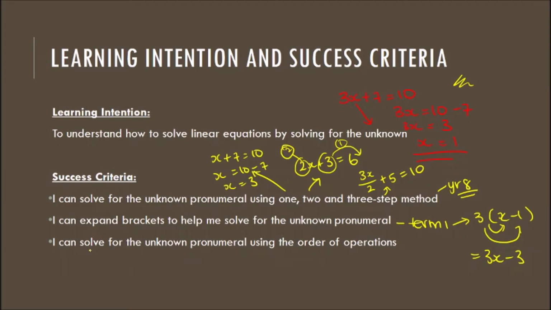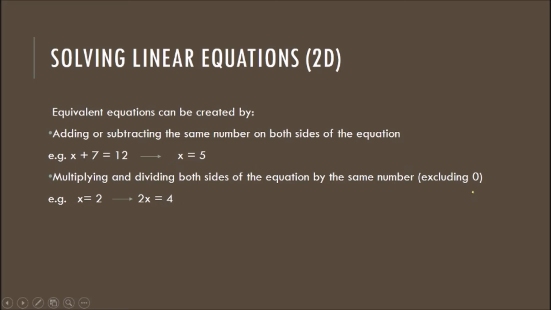So the last success criteria is that you need to be able to solve for the unknown pronumeral using the order of operations. Now the order of operations is BODMAS, so brackets, of, division, multiplication, addition, and subtraction. So you need to be able to use these symbols quite confidently to solve for x or y or whatever the question gives you. So we are going to go through worked examples today, so don't stress.